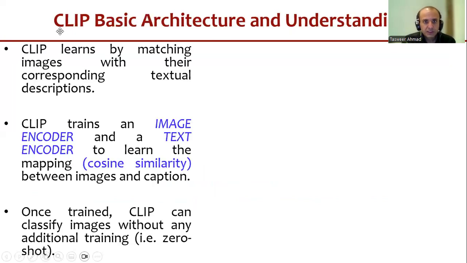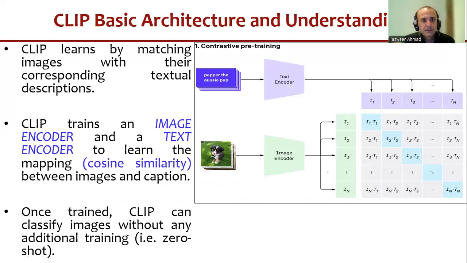Talking about the basic architecture of CLIP, CLIP learns by matching images with the corresponding textual descriptions. In the CLIP model, we have an image encoder and a text encoder. The image encoder encodes the images and computes the image embedding. Similarly, the text encoder computes the text embedding for the textual descriptions, and then finds a similarity or mapping between them.